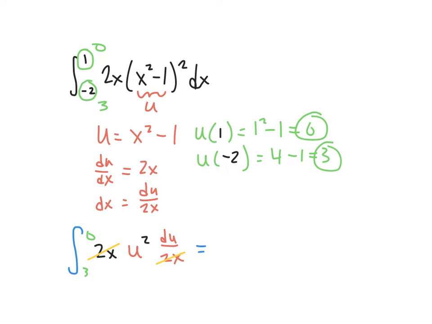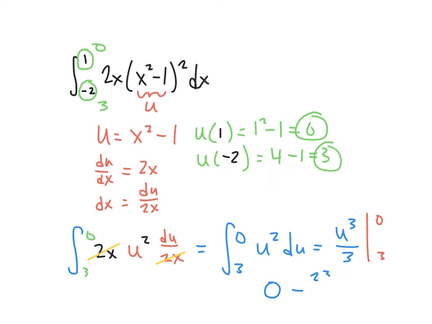So when we clean this up, we have this integral from 3 to 0 of u squared du. And the antiderivative for u squared is u cubed over 3. And our limits of integration this time are 0 and 3. When we plug in 0, we get 0 cubed over 3, which is 0. And then when we plug in 3, we get 27 over 3, which is 9. So this whole thing works out to be -9.